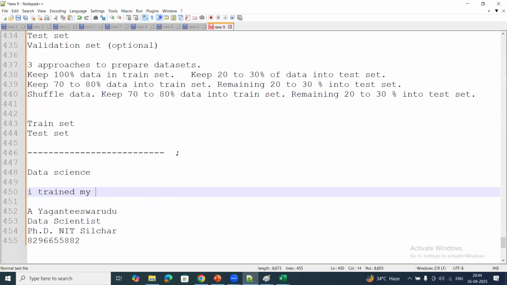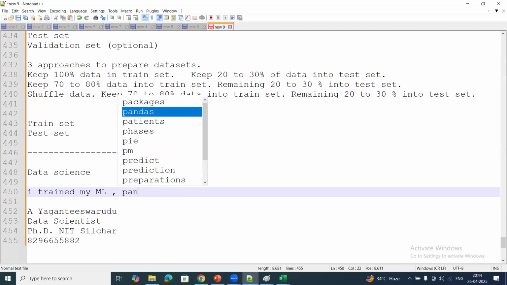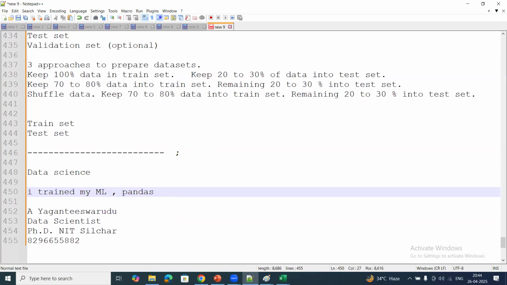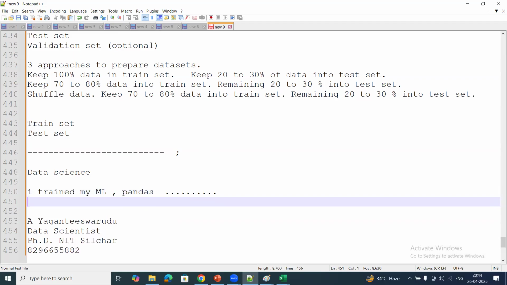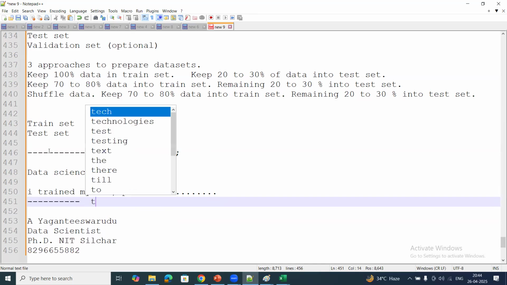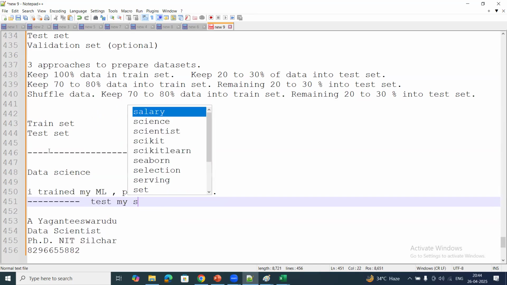I trained my student with various topics on data science like machine learning, pandas and numpy and so on. First, I wanted to get confident he is able to clear the interview if he attends it. So what I need to do, I need to test my student.